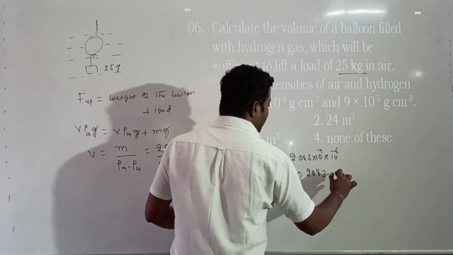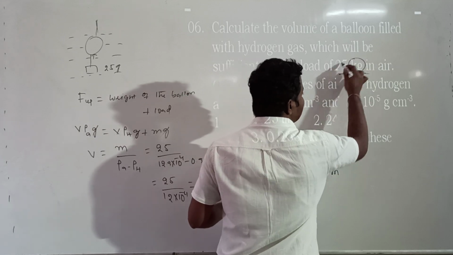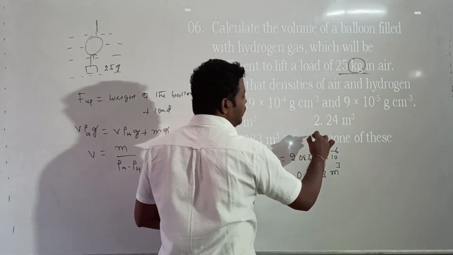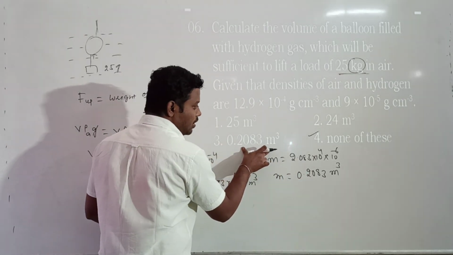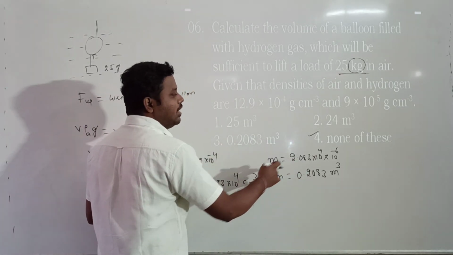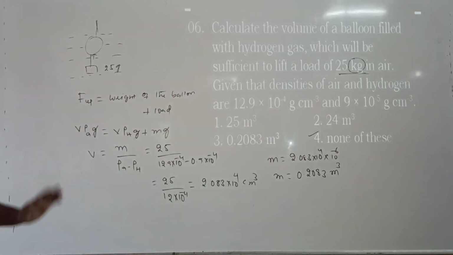0.208. That is of meter. So as per this given data, the option should be none of the above. But in the key answer, they may have mentioned this one. To get this answer, this is the answer. Okay? You can modify the key answer. That is question number 4th option.